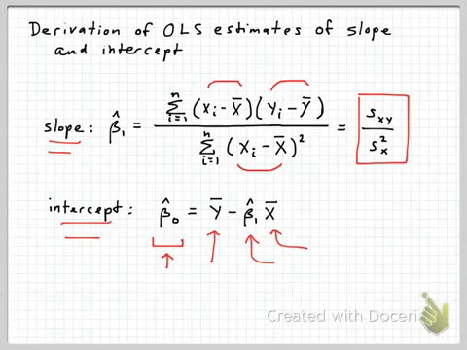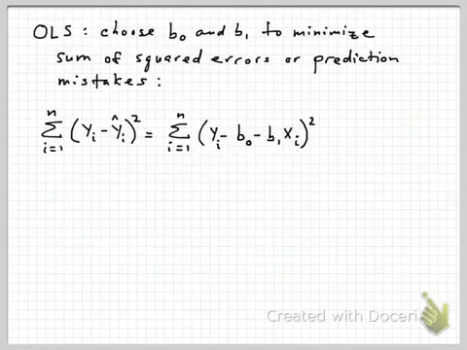The computer calculates this all very easily, but where did these formulas come from? So we're going to take a look today very quickly at the derivation of the ordinary least squares values of the intercept and the slope. And as you may recall, the objective here is to choose those values, b0 and b1, such that they minimize the sum of squared errors or prediction mistakes in our sample.